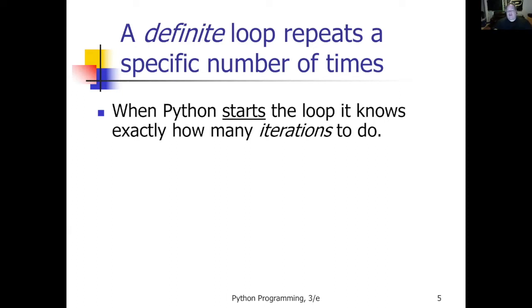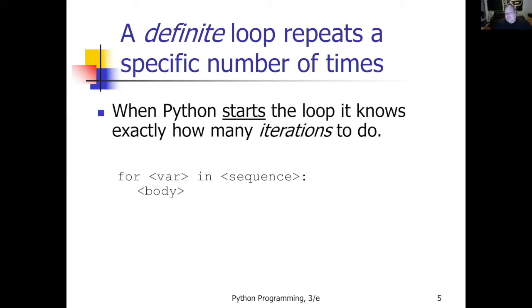When Python starts a loop, it knows exactly how many iterations or repetitions it's going to do. And you'll hear iterations or repetitions a lot as we talk about Python loops. So while it might say repeat n times, Python knows what n is, so it knows how many times it's going to repeat. You also might say repeat 5 times, and then you know it's going to be 5.